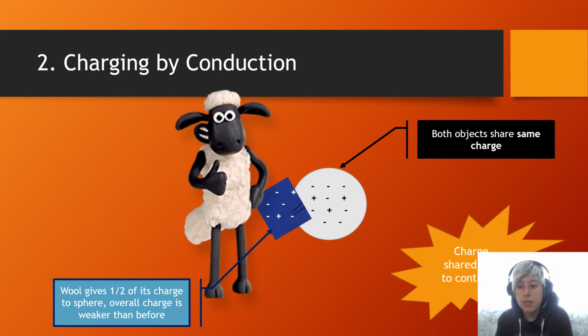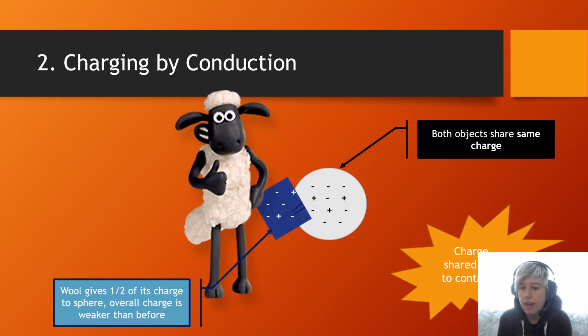The neutral object is negatively charged because I see it still has the 3 protons it started with, and it has 1, 2, 3, 4, 5, 6, 7, 8 electrons. So it gained electrons here. They're both negatively charged, but the charged item is weaker than it was before.